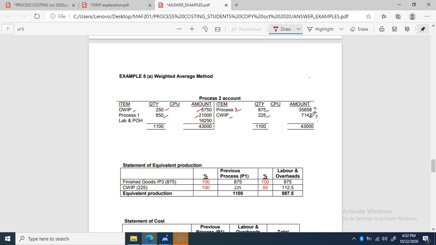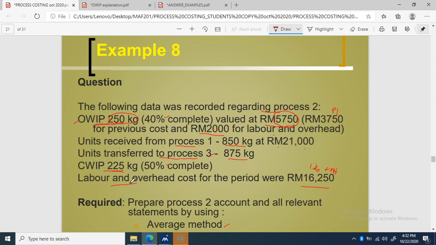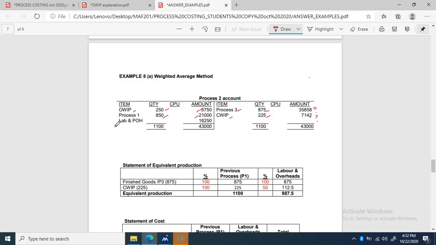So how much is the value here? Labor and overhead cost for the period is 16250. This is the cost that should be on the debit side. In this question there is no material. After the first process, process 2 or process 3 may not have material, but they should have labor and overhead to transform the previous input, that means P1, into finished goods.